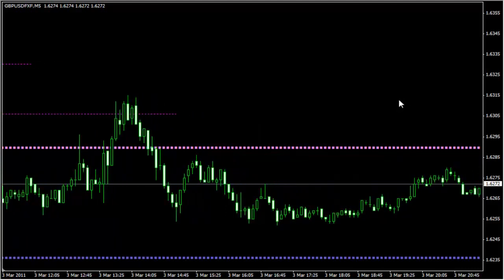And even London close didn't really offer up much in terms of opportunity, which is the reason why I don't trade the last couple days going into non-farm payroll every month.